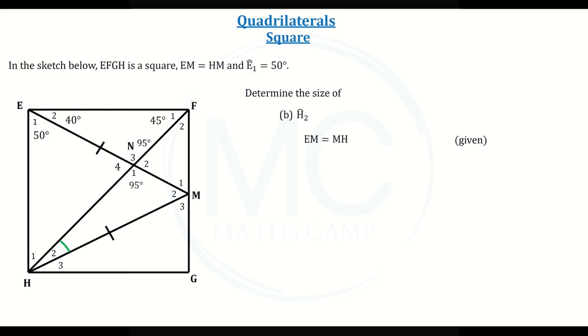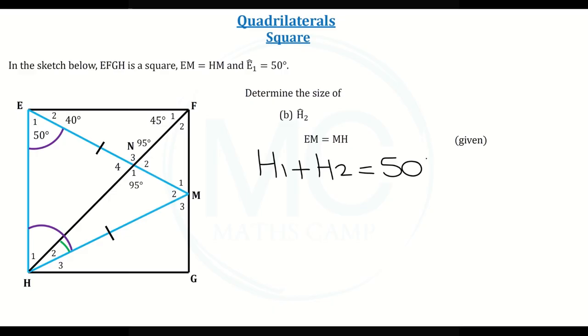This tells us that triangle EMH is an isosceles triangle. So let's make it blue. An isosceles triangle has two equal sides and two equal angles. EM is equal to HM. So we can see that angle E, let's make it purple, is equal to angle H1 and H2. Angle E is 50 degrees. So this means that angle H1 plus H2 will also be equal to 50 degrees.